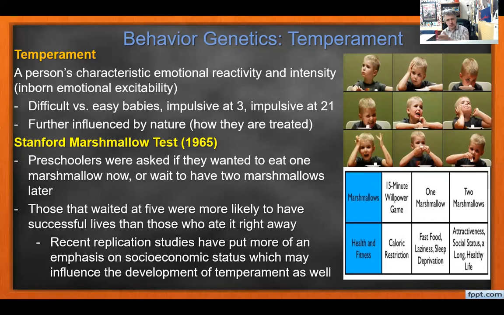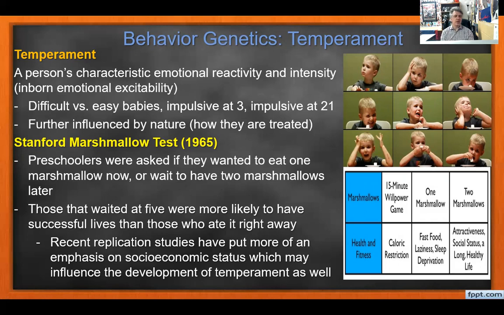And they did a longitudinal study, which meant that they watched the same kid for a long period of time. And what they discovered was the kids who ate the marshmallow right away were more likely to be drug addicts, were more likely to have fewer friends, were more likely to get into credit card debt, were more likely to go to jail, were less likely to do well in school, less likely to go to college.